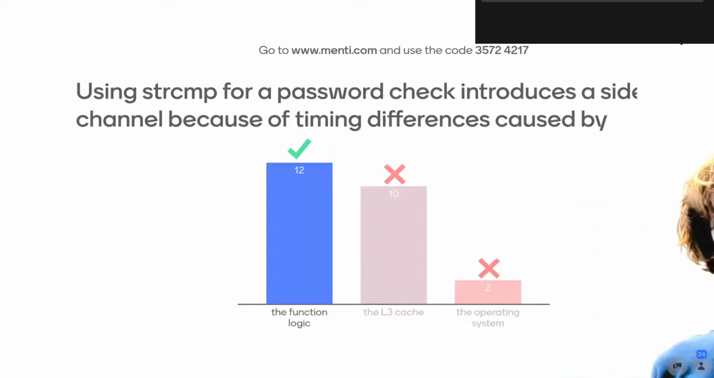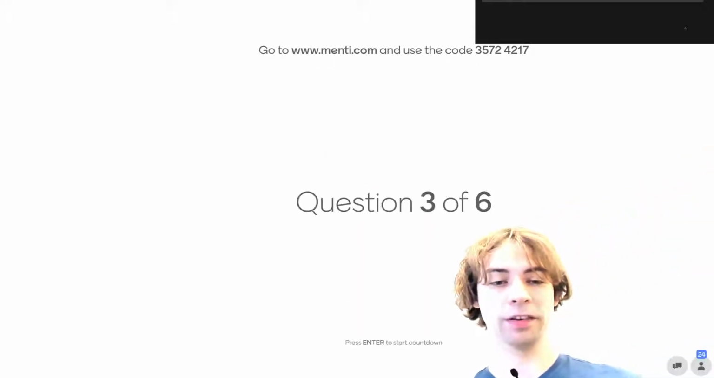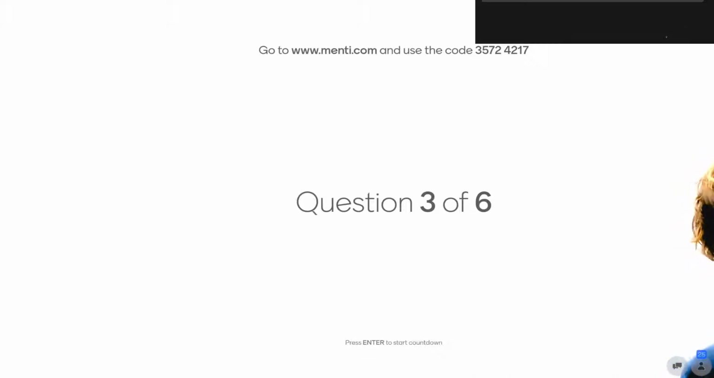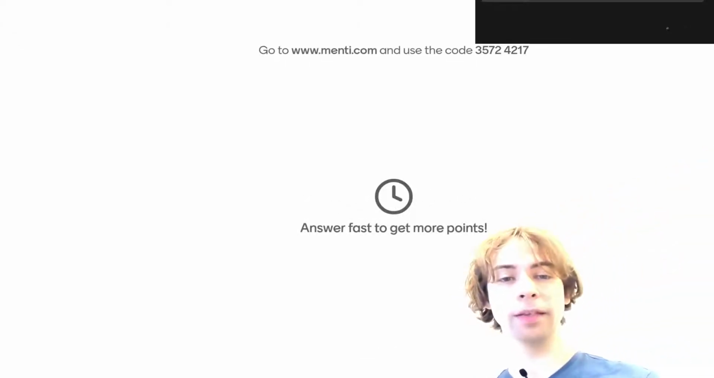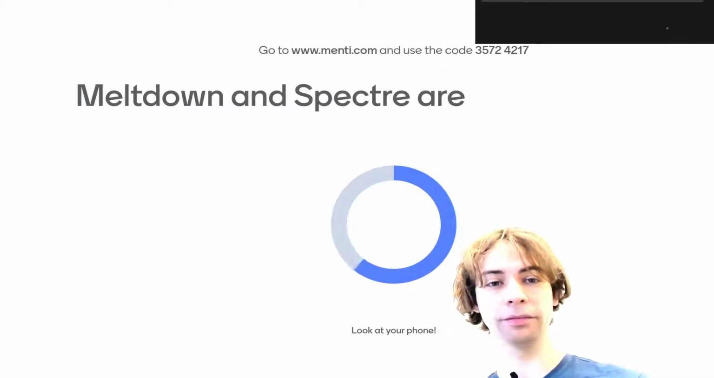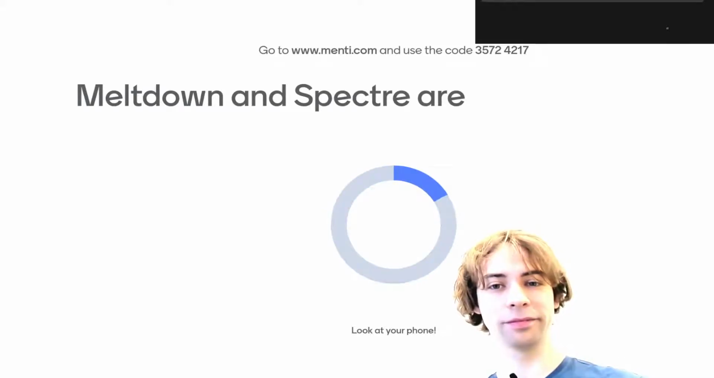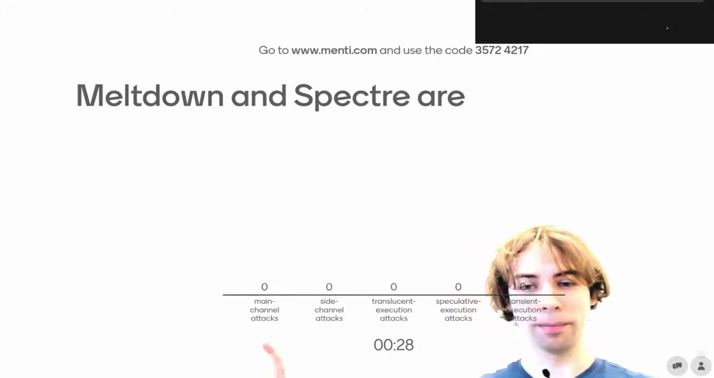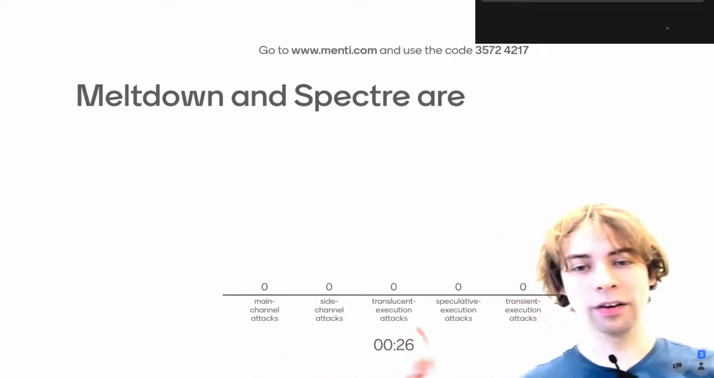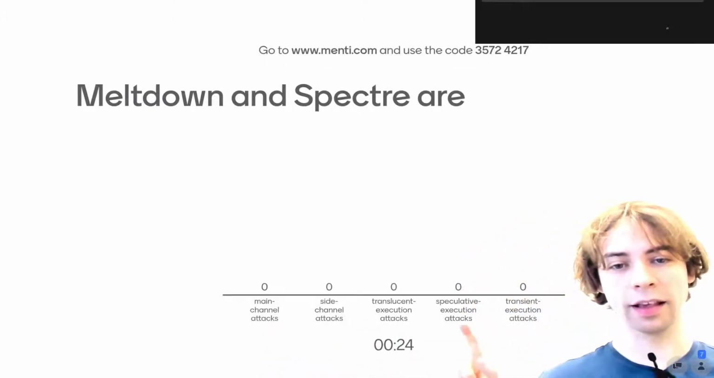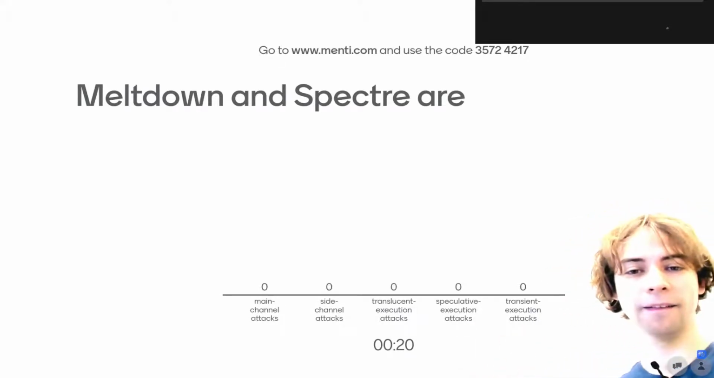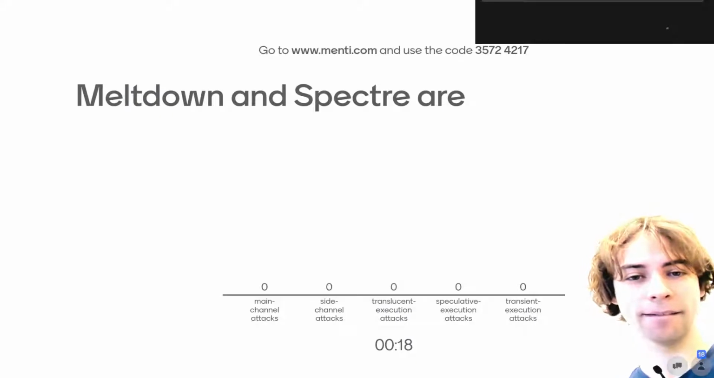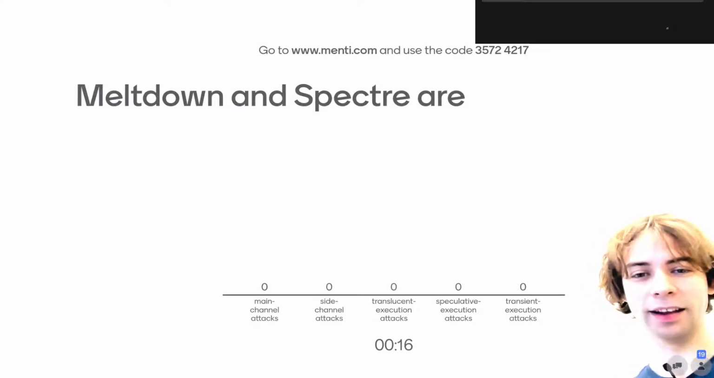Okay, let's continue with the next question, and that's question number 3. And we will now talk a bit about Meltdown and Spectre. Meltdown and Spectre are main channel attacks, side channel attacks, translucent execution attacks, speculative execution attacks, or transient execution attacks. That's tricky.